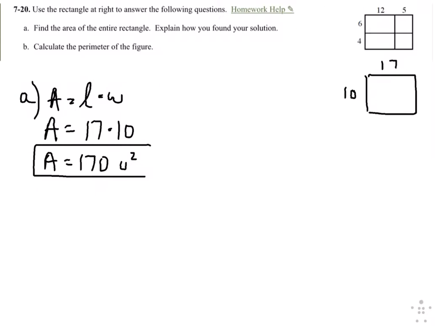Okay, so that's how I calculate the area. Again, you could find the area of this one, and then find the area of this one, and the area of this one, and the area of this one, and add all 4 together, but that seems like it's going to take a little more time.